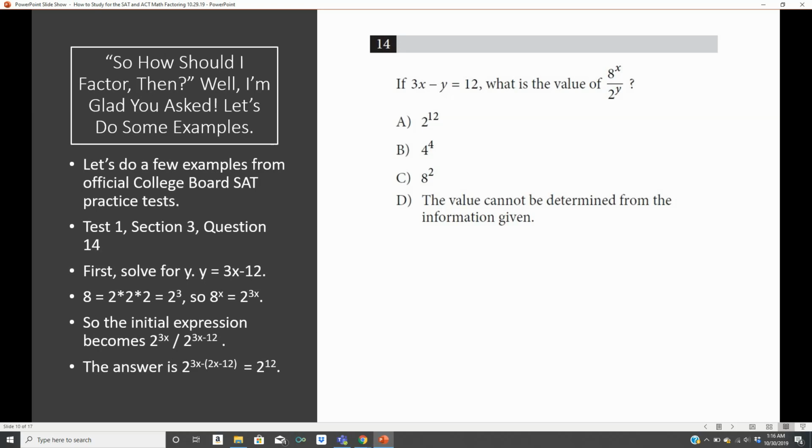So it becomes 3x minus, okay, 3x minus 12, which is going to be 2 to the 12. And you can see I made a typographical error. That should be 3x minus 12, not 2x minus 12. So sorry about that. You end up with 2 to the 12, which is answer A. All right.